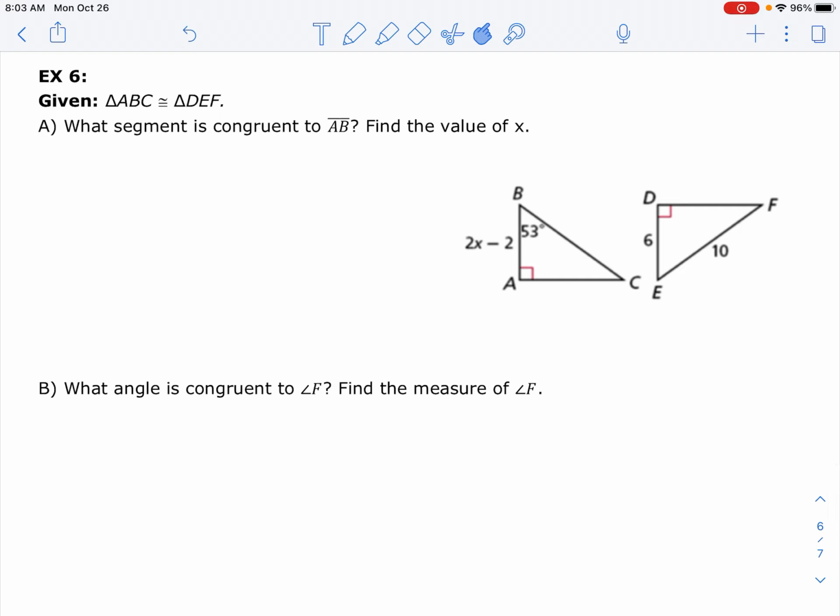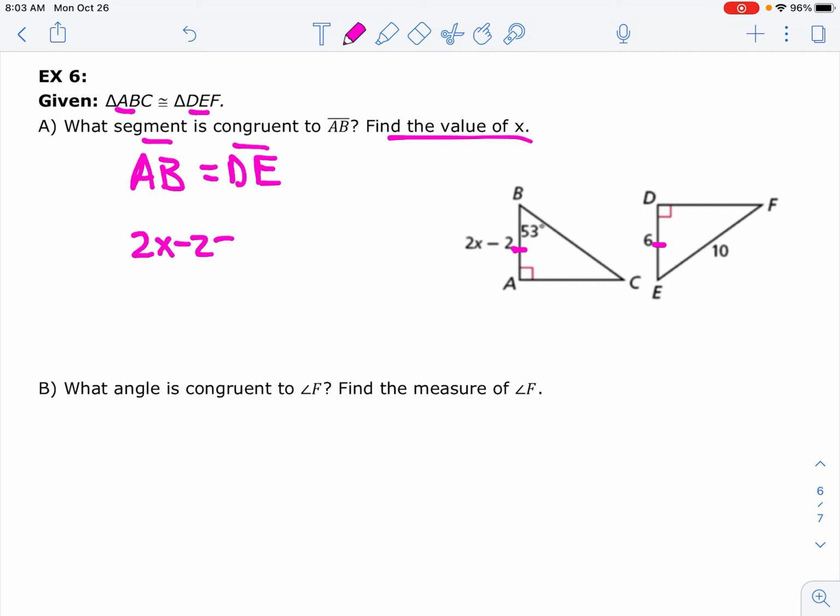All right, let's look at another one. In this picture, I notice that it wants me to find the value of x. It wants me to find what segment is congruent to AB first, and then we're going to solve. You'll notice that AB is the first 2 letters, so it has to be equal to DE. Again, we're using our letters to match it. So here's AB, let's find DE, put a tick mark on those 2. We know those 2 have to be equal to each other.